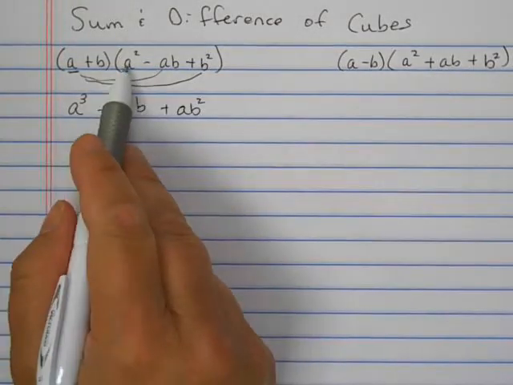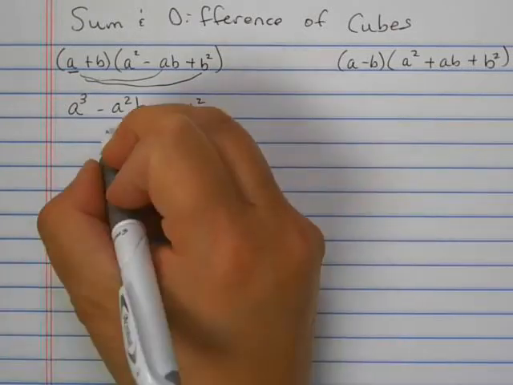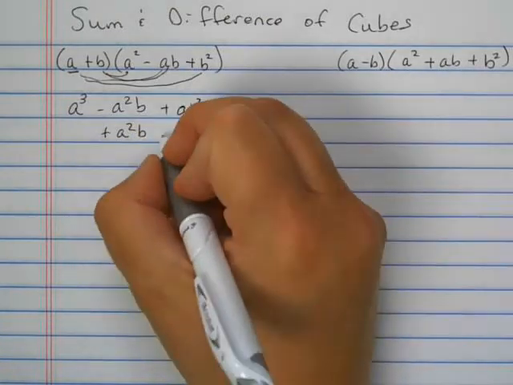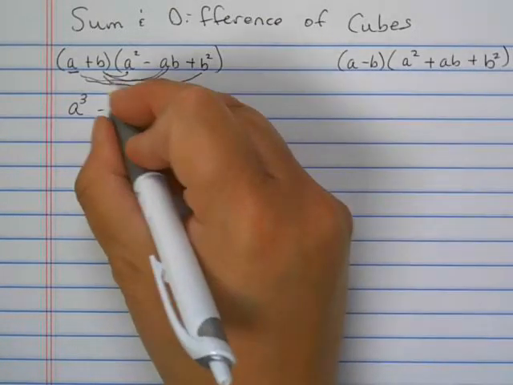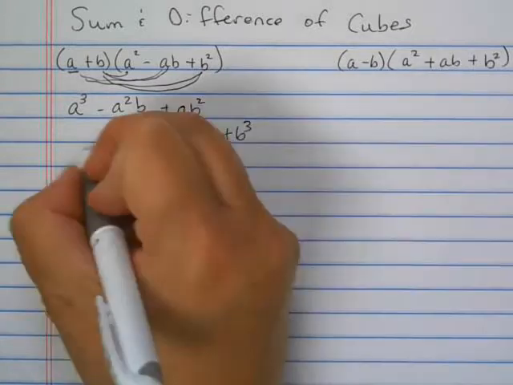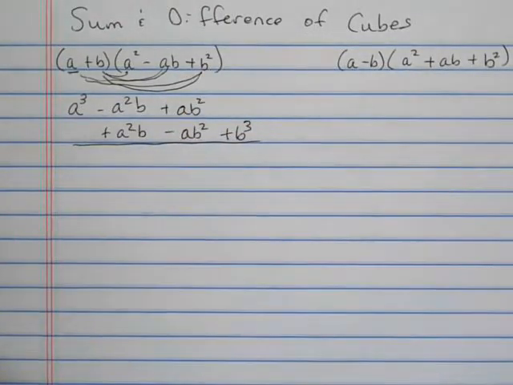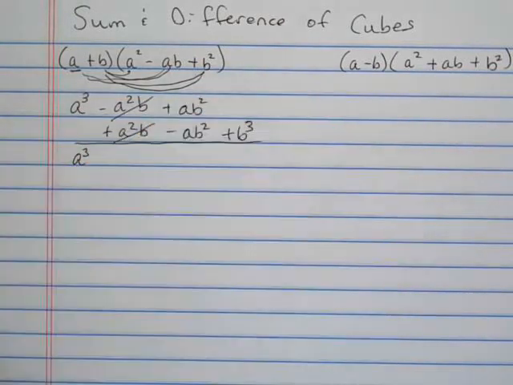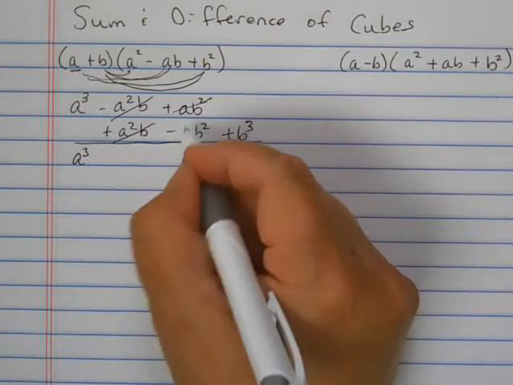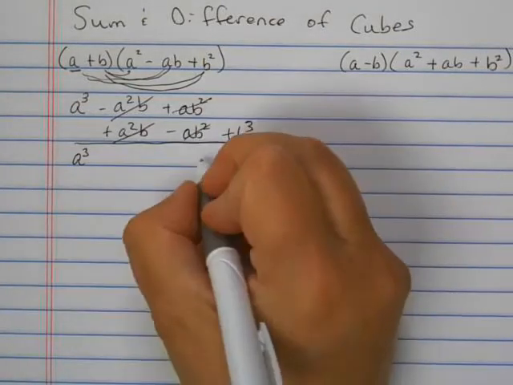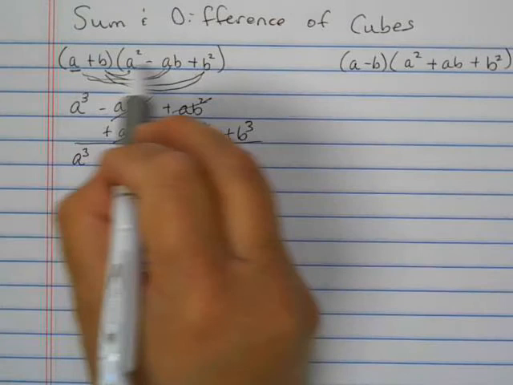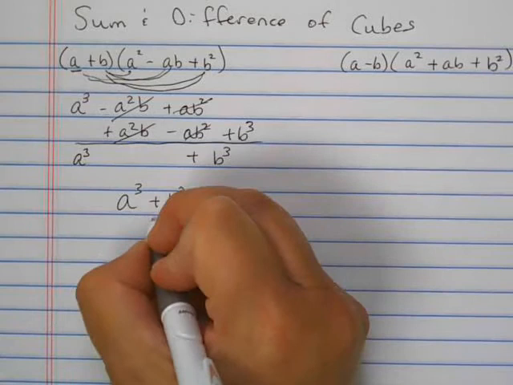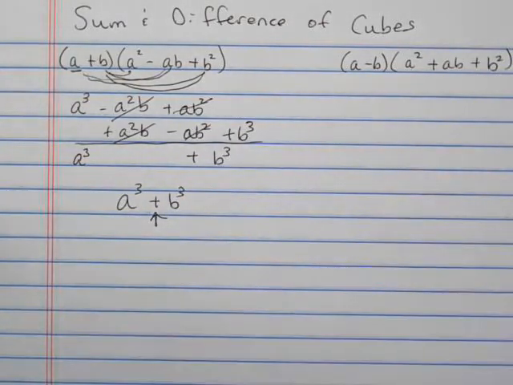Now I'm going to take the b times every term. So I get a squared b minus ab squared plus b cubed. So now let's put together our like terms. I get a cubed, the a squared b and a squared b cancel, the positive ab squared and the negative ab squared cancel, so I'm just left with plus b cubed. So when I multiply this binomial times this trinomial, I'm left with a cubed plus b cubed. Notice this is the sum of two cubes.